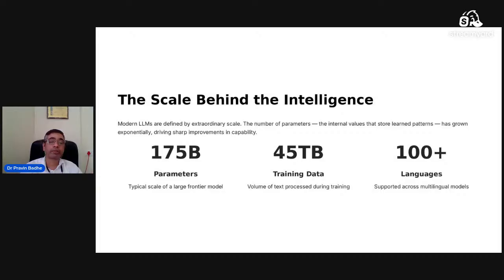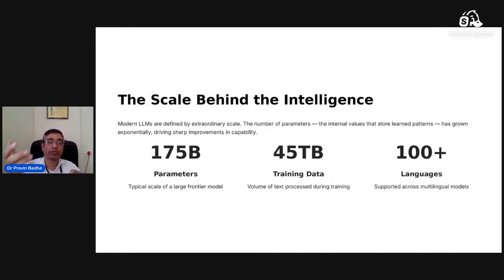So it is a typical scale for a large frontier model, with training data of 45 terabytes of text content in more than 100 languages. So it is actually an extraordinary scale, with a huge number of parameters. You can see that whenever you put in any information, it will definitely give you an answer, because it is predicting and then generating.